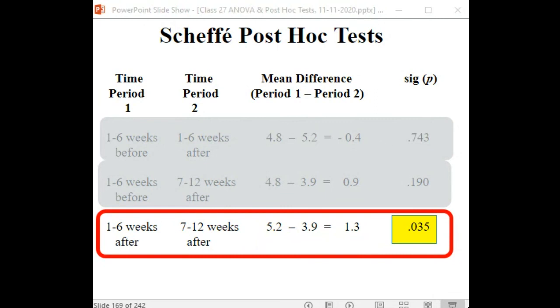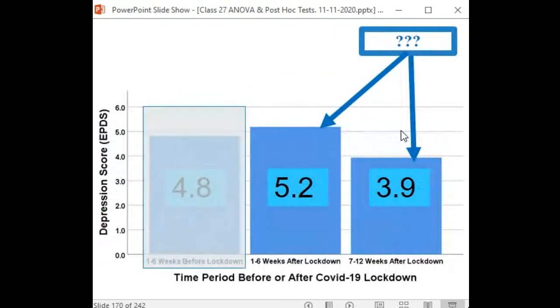The answer is yes. P is equal to 0.035. 0.035 is less than 0.05. So the difference between these two means is statistically significant. Good news. These are the two groups, and we now know that the means of these two groups are significantly different.